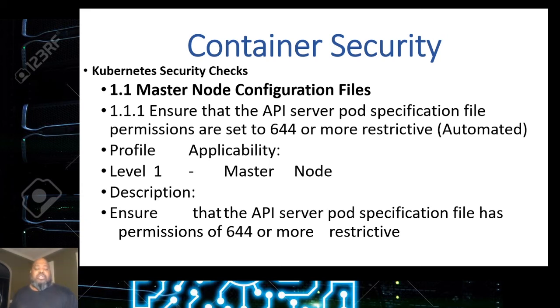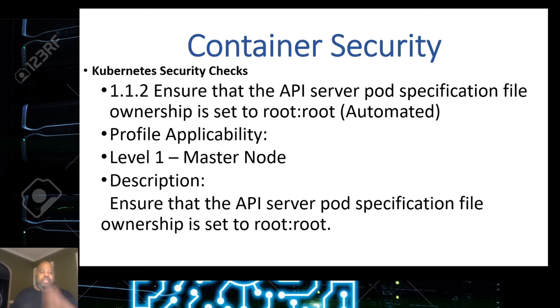So, master node configuration files. Ensure that the API server pod specification file permissions are set to 644 or more restrictive. That means on Unix, who can actually get access to your file? Is it the owner, the group, or everyone, right? So the 4 and 4 is talking about the group and everyone, and I believe that's read and execute, no write into that directory. Once again, this is a master node check.